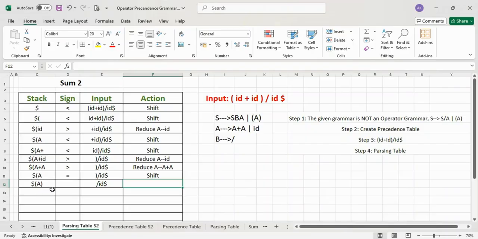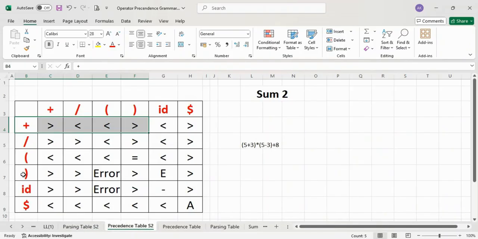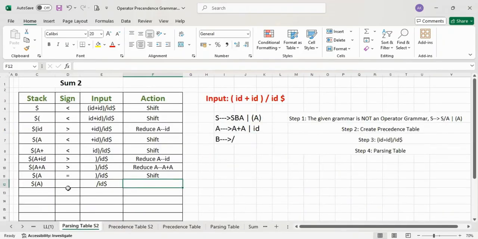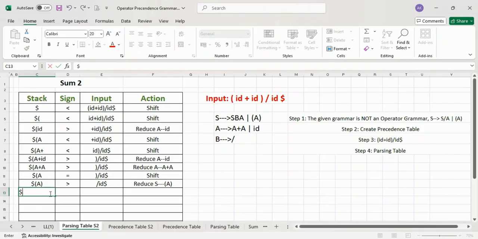Now I compare closing bracket with a division sign. Closing and a division sign, let us check. Closing has highest priority. So because it is a greater than sign, I reduce, and I will use this grammar rule for reducing. That is reduce S giving (A). Hence in my next step, I will update my stack. That is, I replace opening bracket A closing bracket with S, and my input string will be divide id.